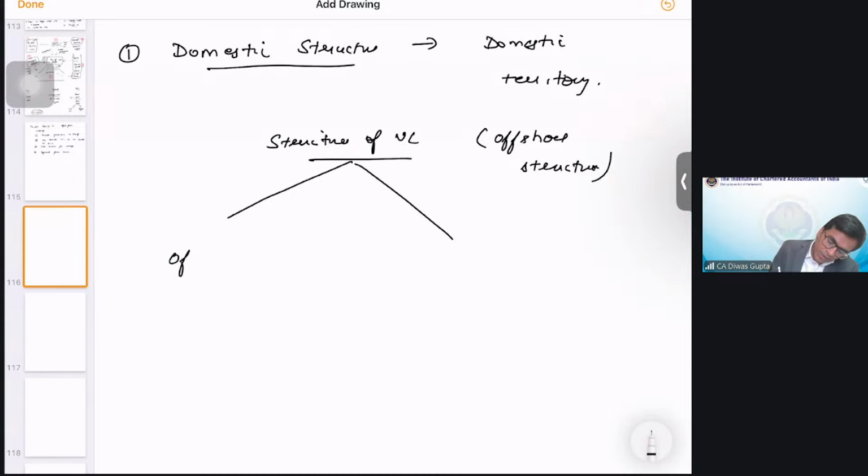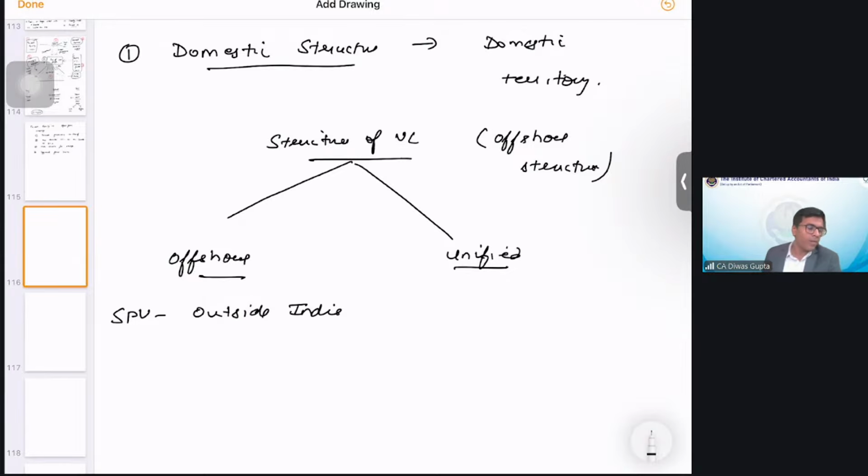One is called offshore and the second is called unified. So in the offshore structure, what happens? The SPV is created outside India. Then there is a manager who is within India, who's managing the investments, advising on the investments, and the investment also happens in India. You're getting my point. Only the SPV is outside India. The SPV is created outside India.